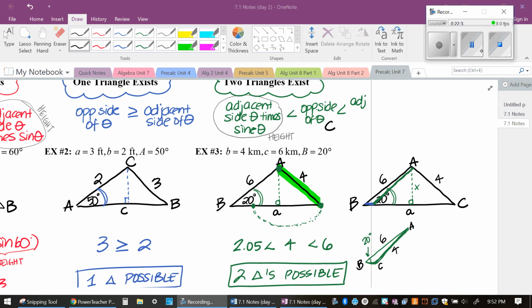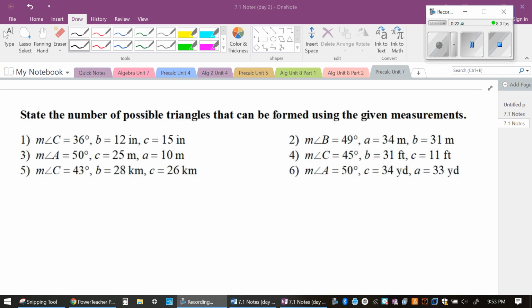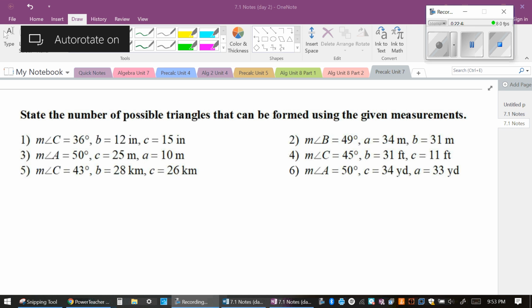Now on your homework, you are going to be given information about a triangle, and your job is to find out whether it forms 1 triangle, 2 triangles, or whether a triangle is not even possible. So your homework's going to look something like this: state the number of possible triangles that can be formed using the given measurements. Take a look at number 1, for example.